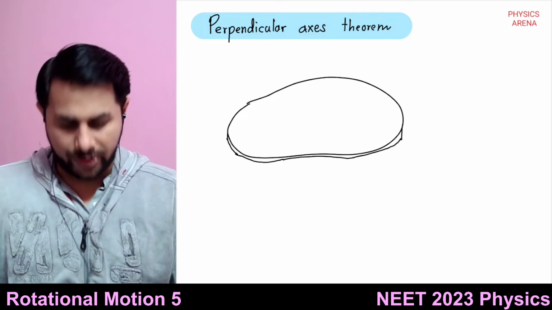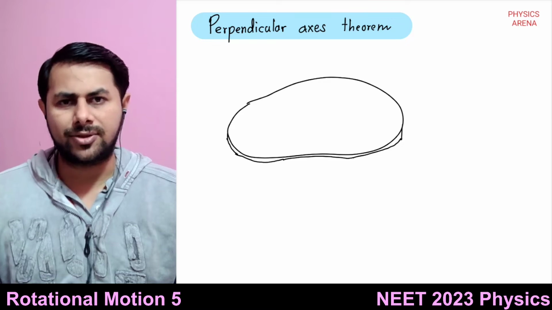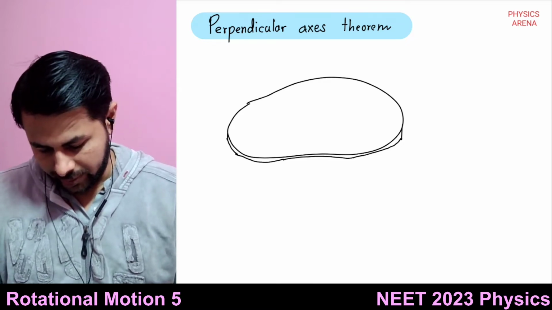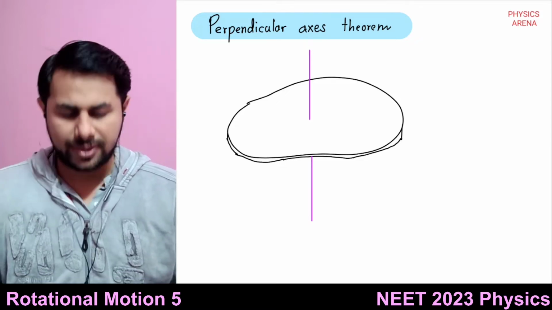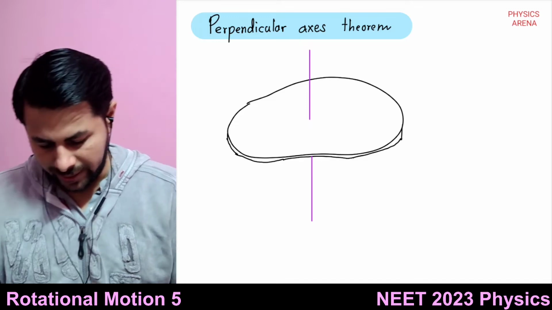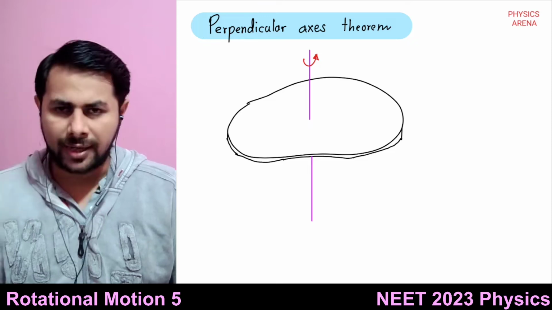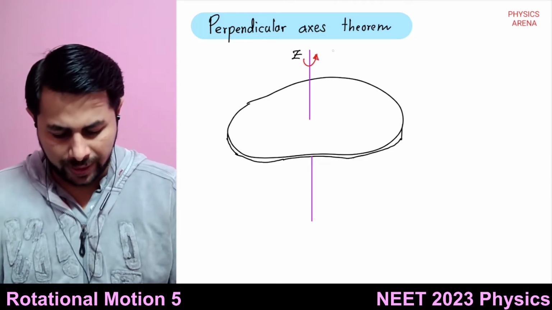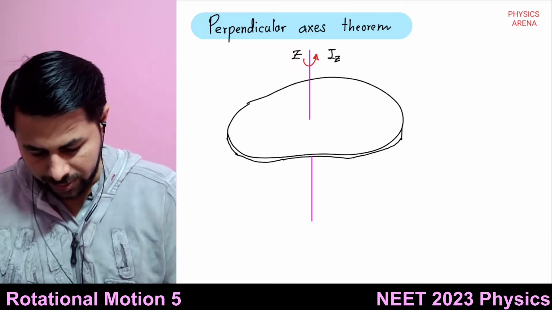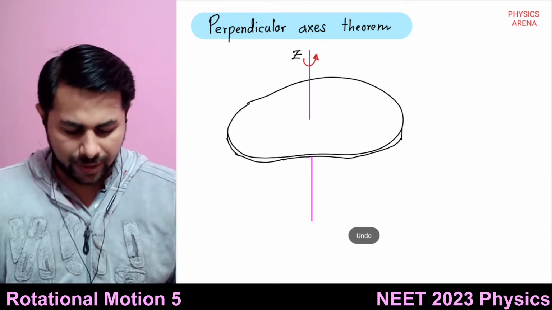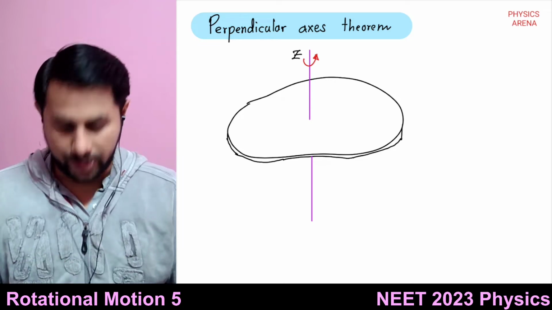Then for this kind of body, let's suppose you know its moment of inertia about an axis which passes through its center of mass and is perpendicular to its plane. So this axis is perpendicular to the plane of this body. Let's call this axis the z axis, and the moment of inertia about this axis is Iz.